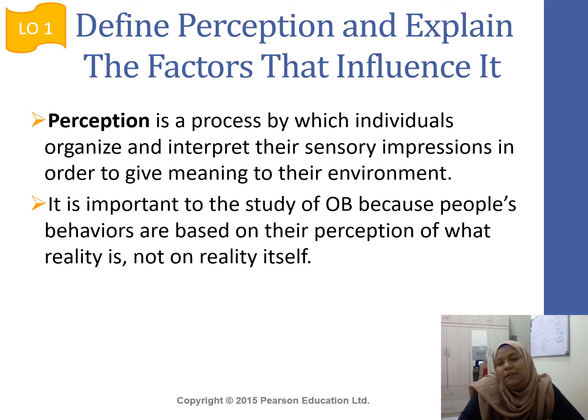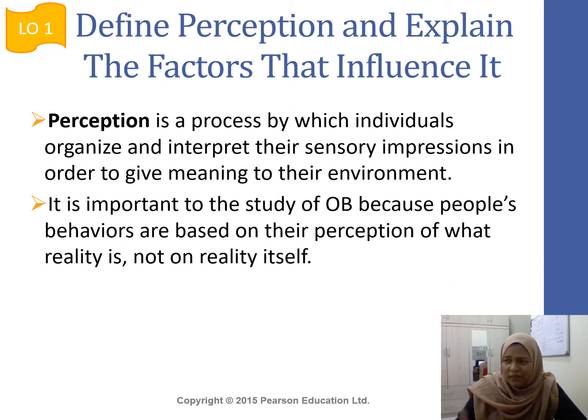Perception is a process where we organize and interpret sensory impressions in order to give meaning to the environment. For example, we're seeing something, a situation, or someone. We have several inputs in our brain. We organize all the data and all the information, and we interpret the situation based on what our senses and impressions are.